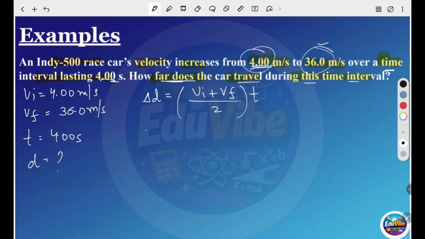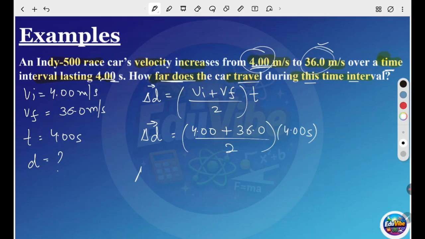So this is the equation. You have to find delta D, put that small vector on this, because distance or displacement are the same. These are vector quantities. You have the initial velocity, which is 4.00, plus final, which is 36.0, divided by 2, and times t, which is 4.00 seconds. So to find this, you can solve this.